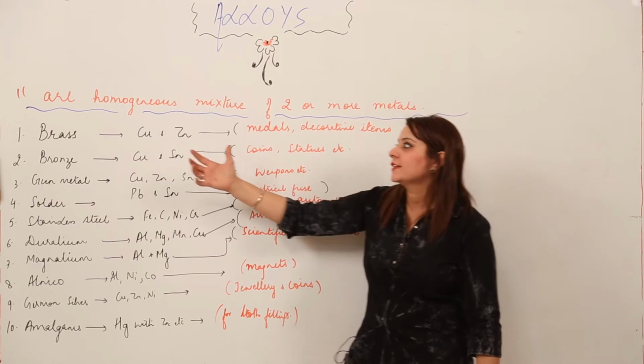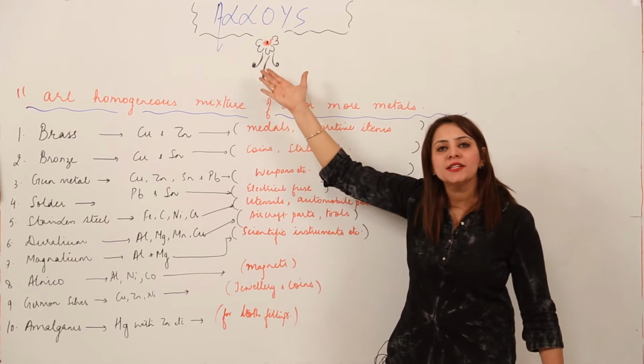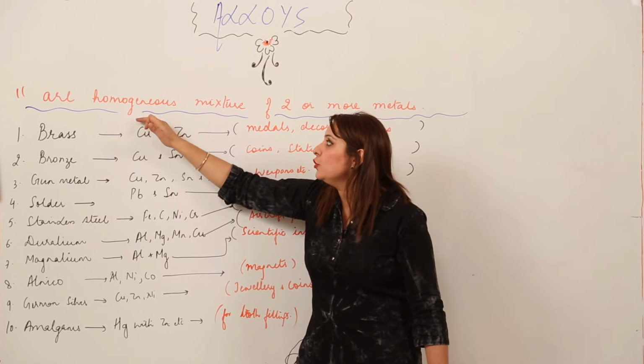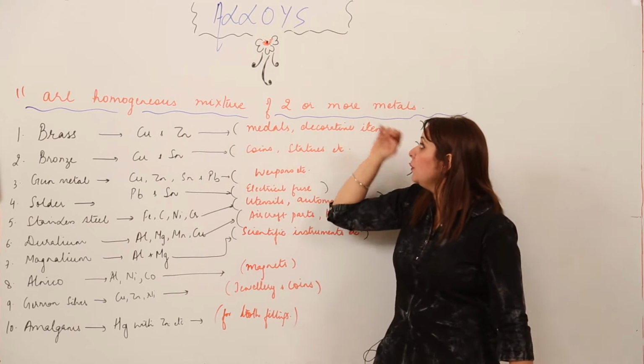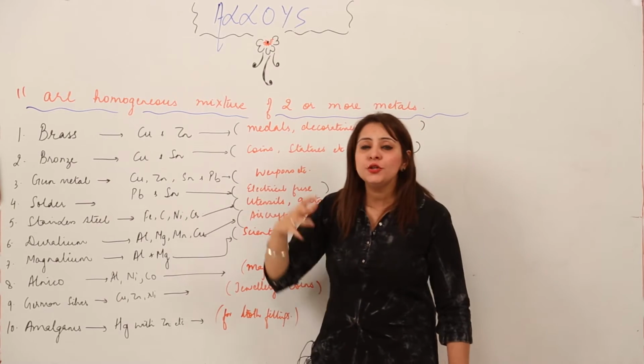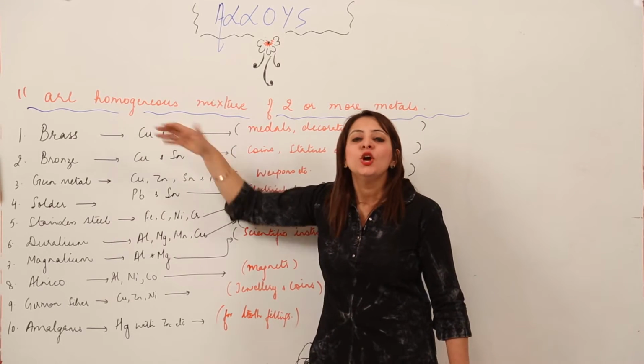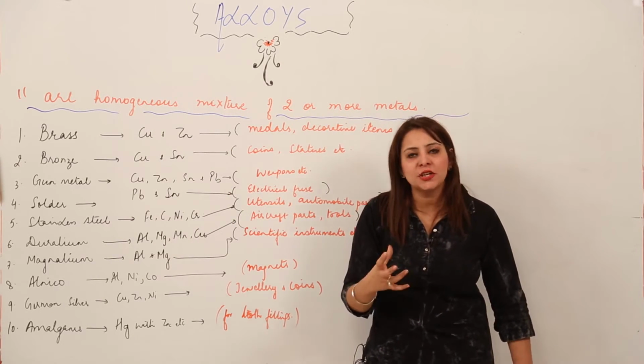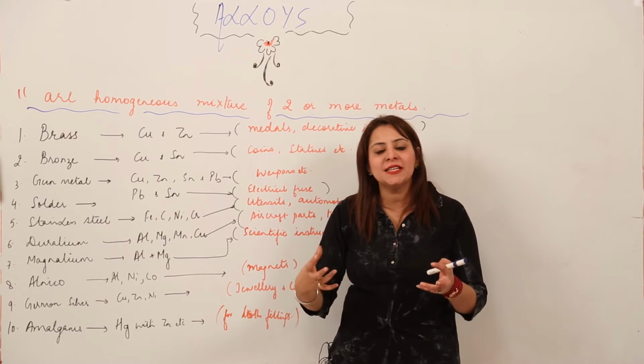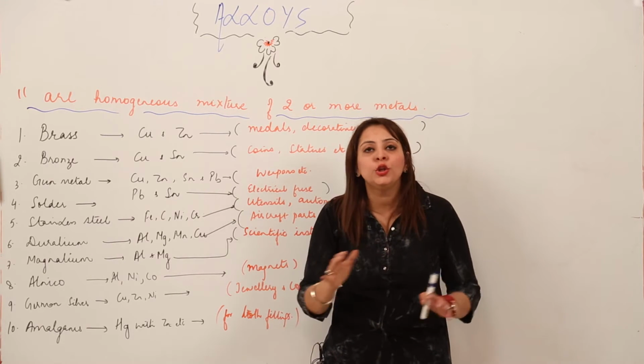Now see alloys, right? So what are actually alloys? Alloys are homogeneous mixtures of two or more metals. Now what do you mean by the term homogeneous? Homogeneous mixture, you know what is a mixture? In which two or more substances are simply mixed in any ratio, not chemically combined.